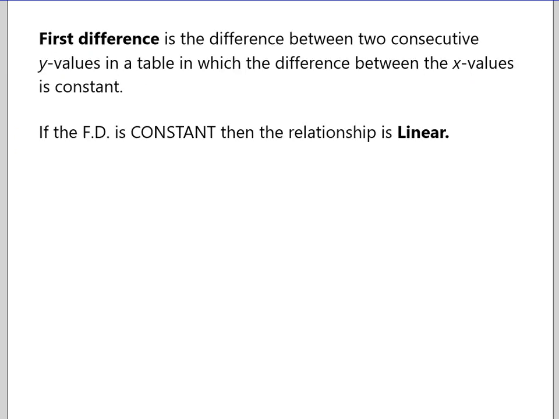So this is a place where you may want to pause and jot down the definition. The first difference is the difference between two consecutive y values in a table, where the difference between the x values is constant. So if you look back at the previous table, we had changes of 1 in the x column and changes of 1 in the y column, and those were our first differences. If the first difference is constant, then the relationship is linear.